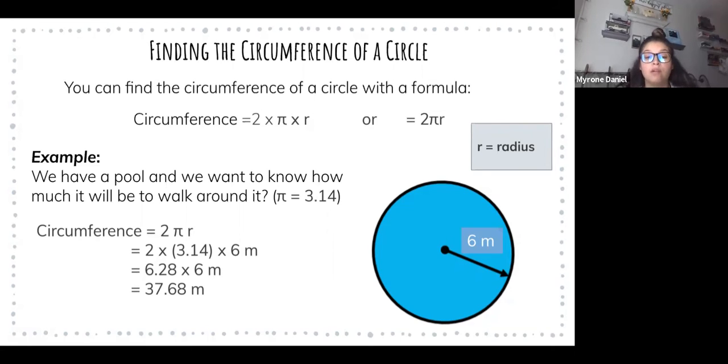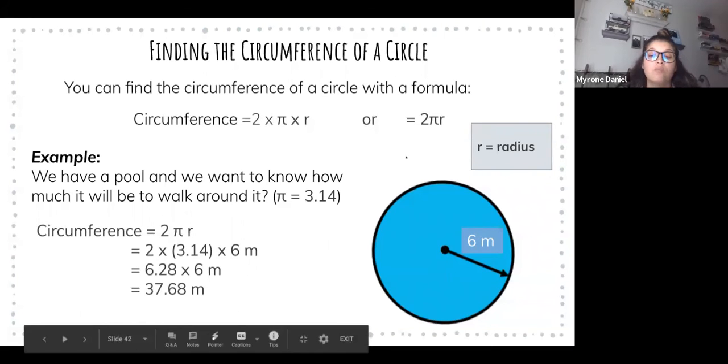So just remember, the difference between the circumference and the area: the circumference is going around the object, while the area is the amount that's inside of the object. So we just found how much it would be to walk around the pool, which is only going to be in the unit of meters for this problem. It's not going to be meters squared, it's just meters because it's going around.